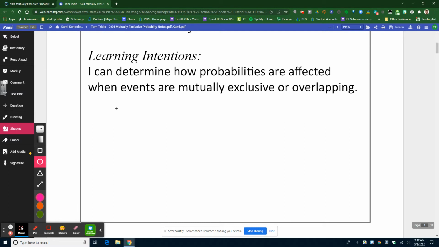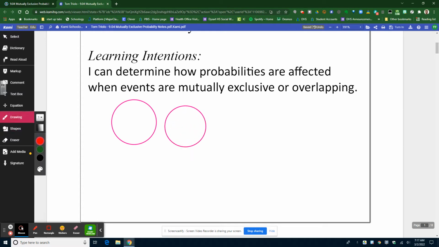Okay, so mutually exclusive would look like this. Two circles that are sets that have nothing in common. So this is exclusive.